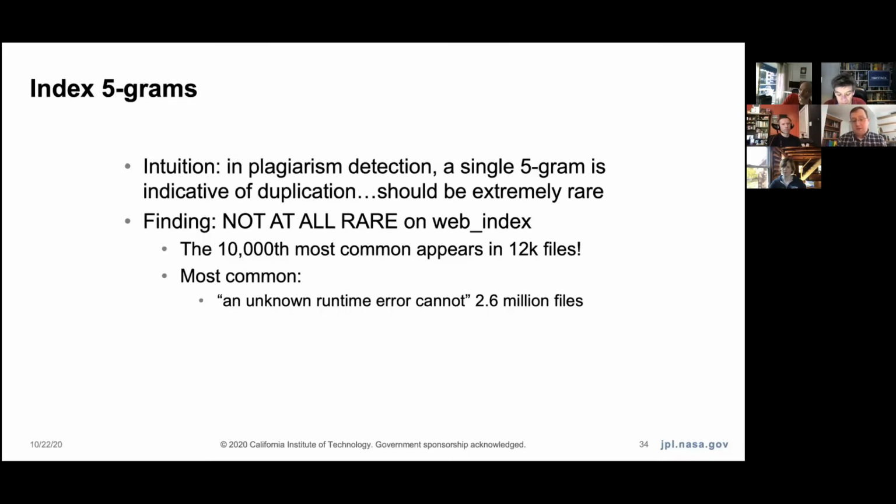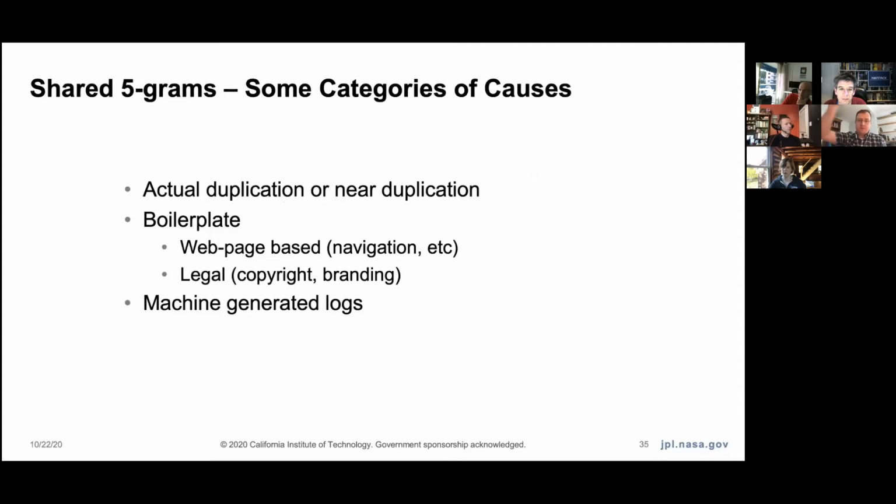Not surprisingly, "an unknown runtime error cannot" showed up in 2.6 million files. You would not be surprised to learn that at this point. But then there was a sharp tail and things dropped off. Just looking at these top 10,000, I saw that there were different causes for these. Some were actual full document duplicates. Some were duplicate files. Some were near duplicates. But then there was a lot of boilerplate, whether web page navigation or legal branding stuff. For example, "California Institute of Technology government sponsorship" was a major one because that shows up in everybody's slides.